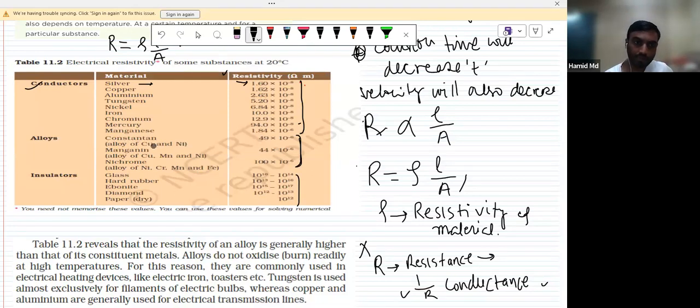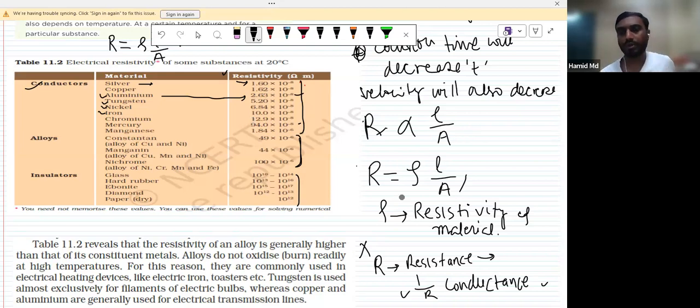The cheaper things are made up of iron, nickel, tungsten, aluminium. For our home supply, the transmission line is made up of aluminium, which has 2.63 × 10^-8 ohm meter of resistivity.